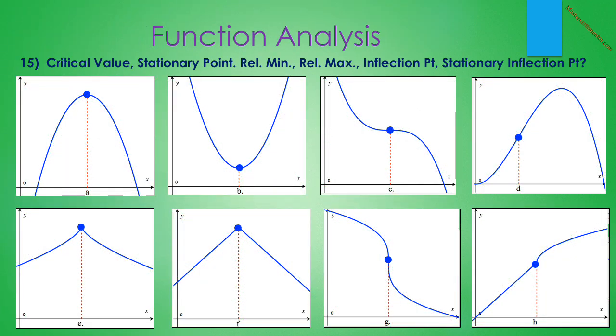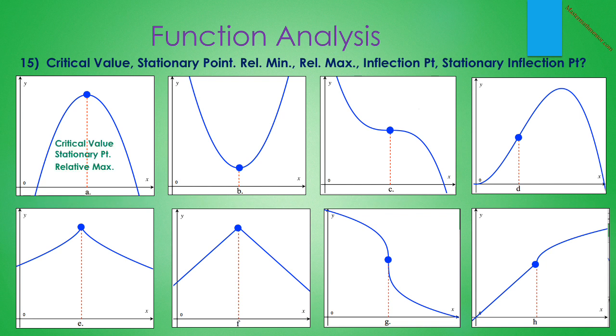On number 15, there are 8 graphs labeled A through H, each showing a point on the curve. Identify which of the term or terms refers to that point. A critical value, a stationary point, a relative minimum, a relative maximum, an inflection point, or a stationary inflection point.